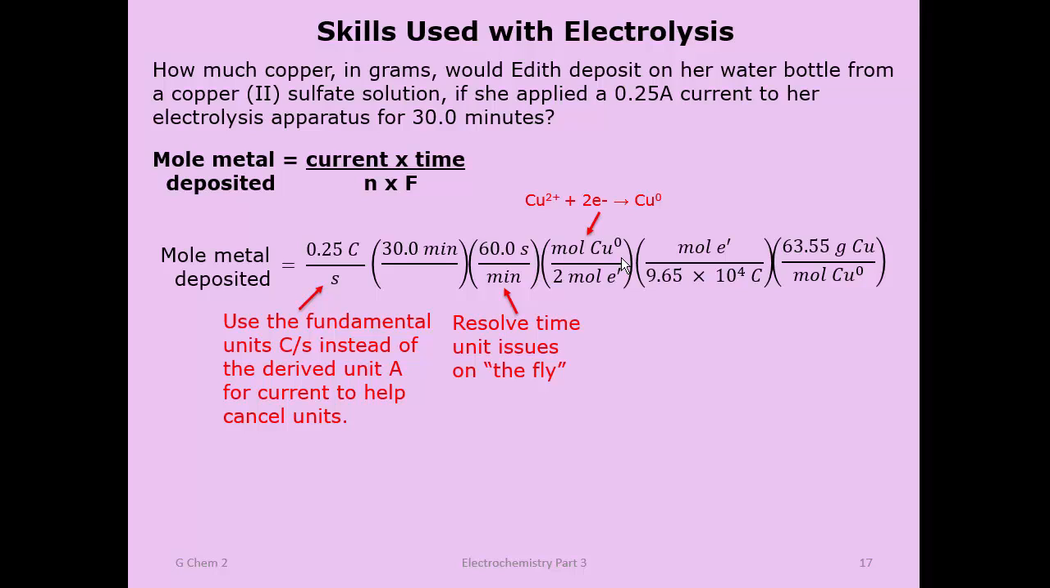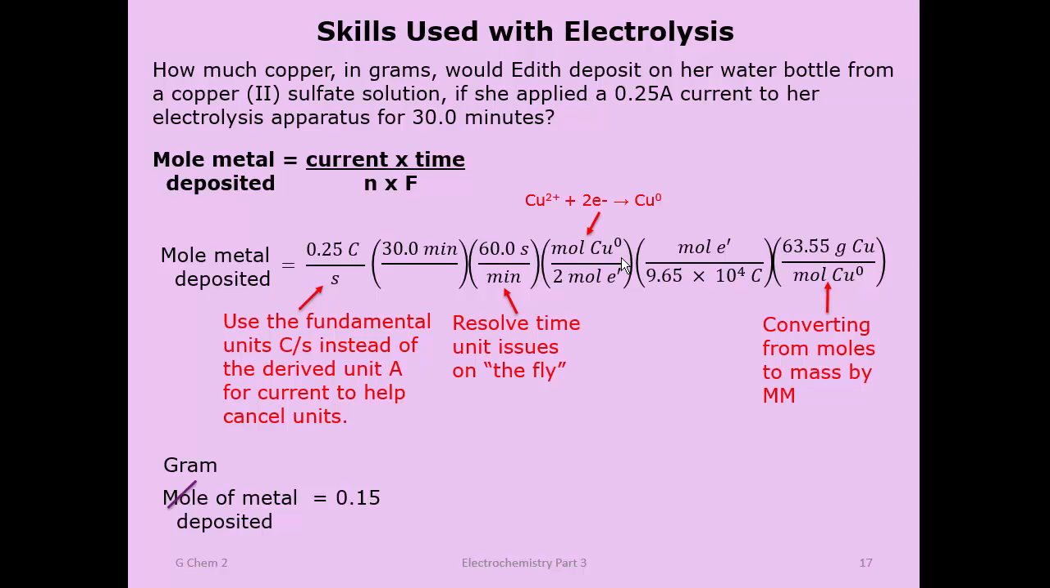So I'm actually going to put that conversion at the end of this reaction, because that also is a multiplication equation. So with all this in place, I can figure out the moles of metal deposited, which actually, I'm trying to figure out the grams of metal deposited, right?